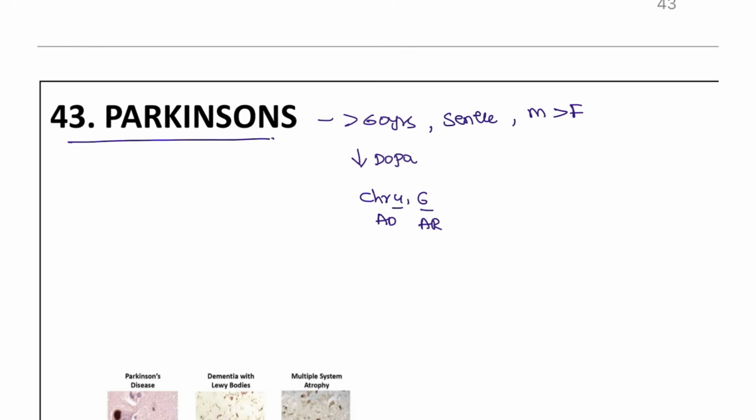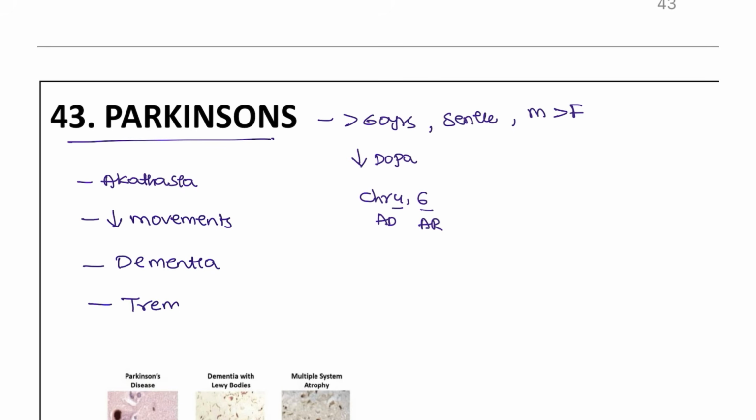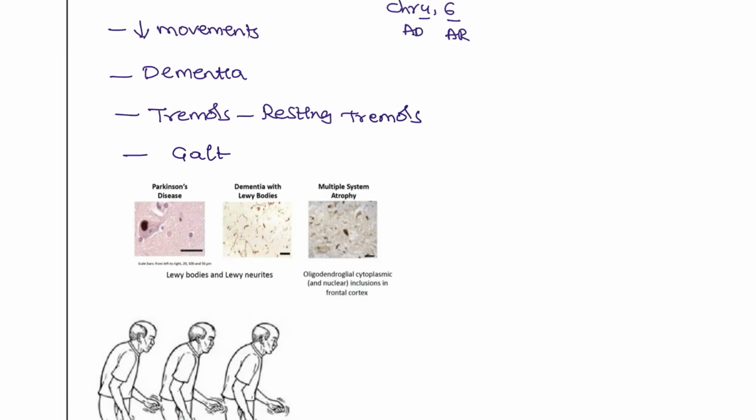This is the Parkinson's condition, and Parkinson's patients will have conditions such as akathisia, problems with voluntary and involuntary movement, and decreased movements are seen. The patient can develop dementia. The patient can develop tremors, such as resting tremors. The patient also has gait abnormalities, right?